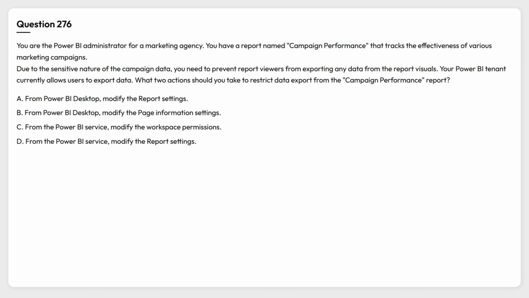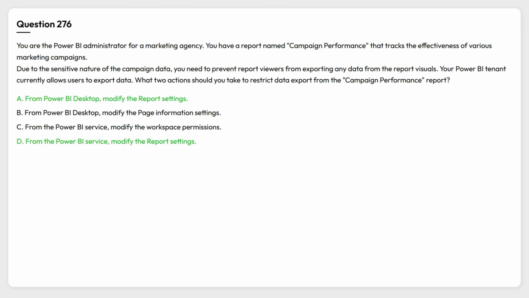Option A, from Power BI Desktop, modify report settings. Option B, from Power BI Desktop, modify the page information settings. Option C, from the Power BI service, modify the workspace permissions. Option D, from the Power BI service, modify the report settings.